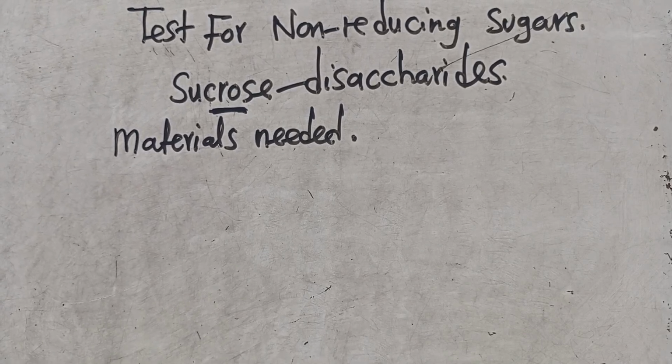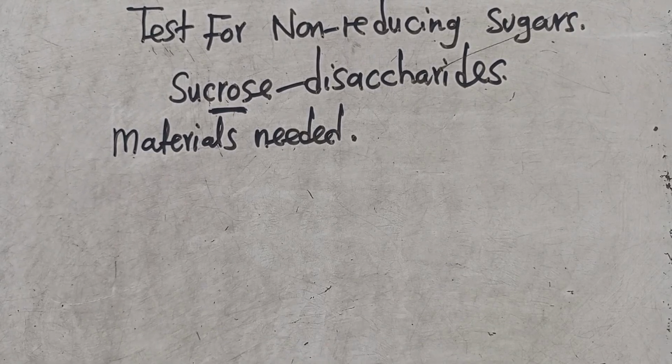So you need to have a sample to be tested. You need to have a Benedict solution. You need to have a dilute hydrochloric acid. You also need to have what we call a test tube, heat source, and a dropper. So these are certain things that you need to have. So let's make sure that we understand these things.